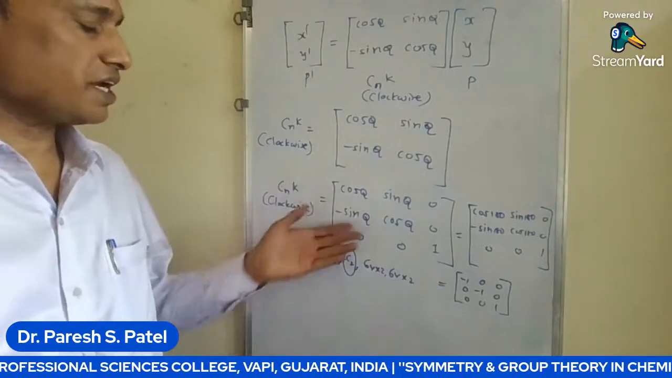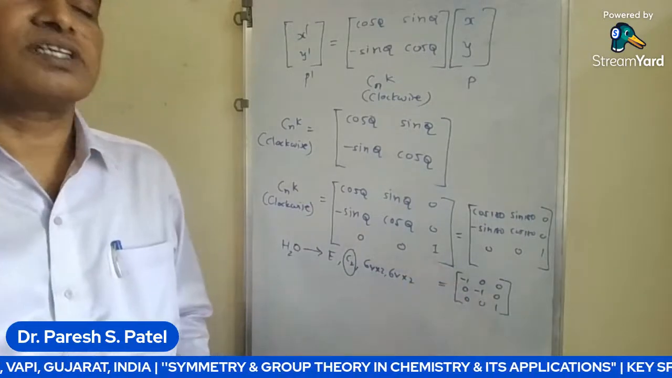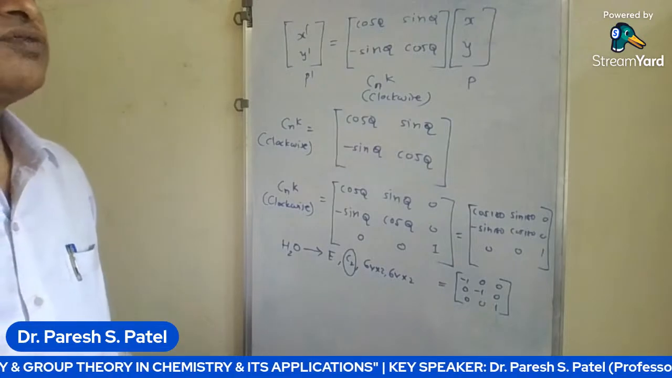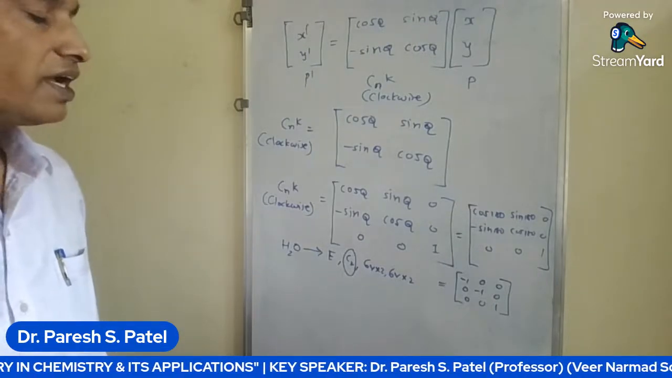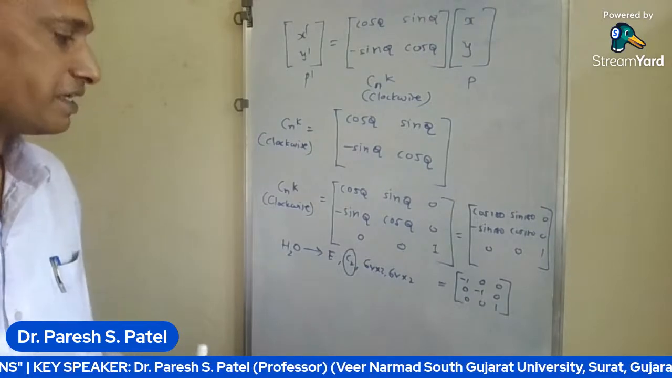Similarly, in case of the anti-clockwise, if we put the value 180, the matrix will be the same in case of the water molecule. Why? If you rotate the water molecule clockwise or anti-clockwise around 180, it gives the same matrix.